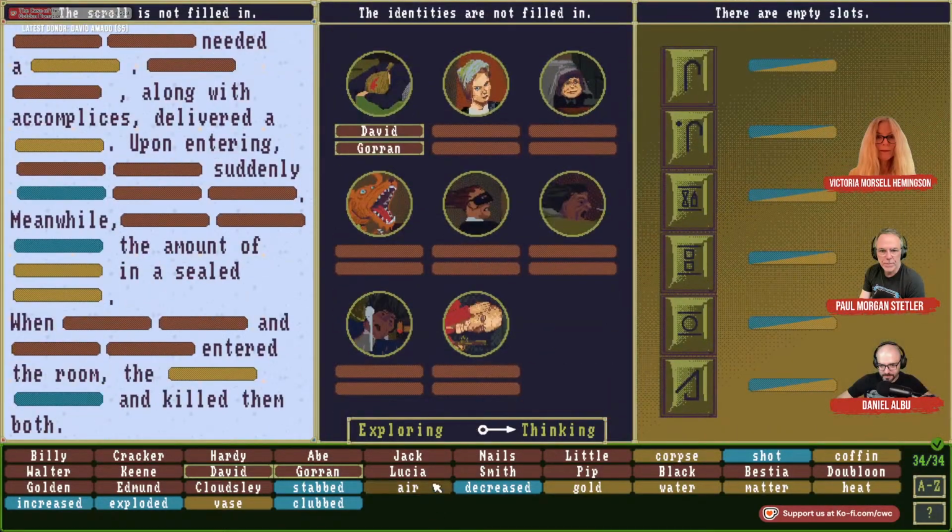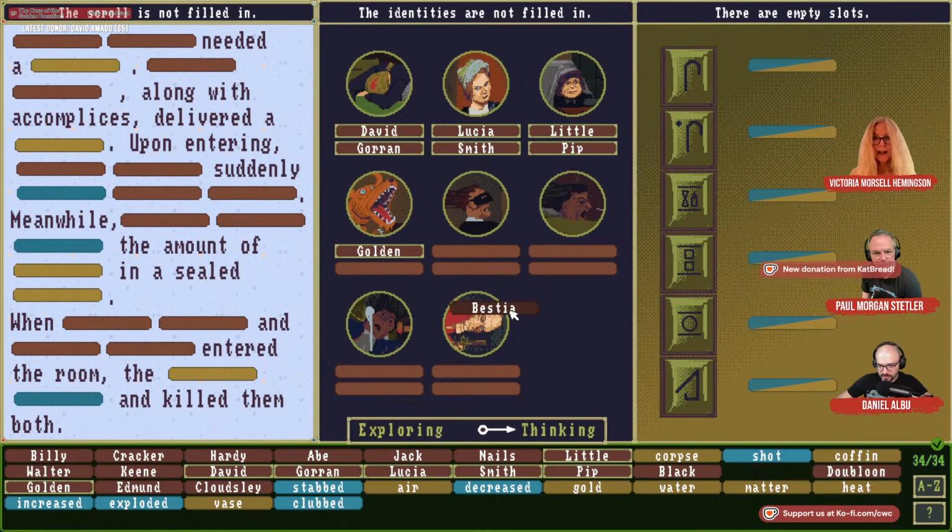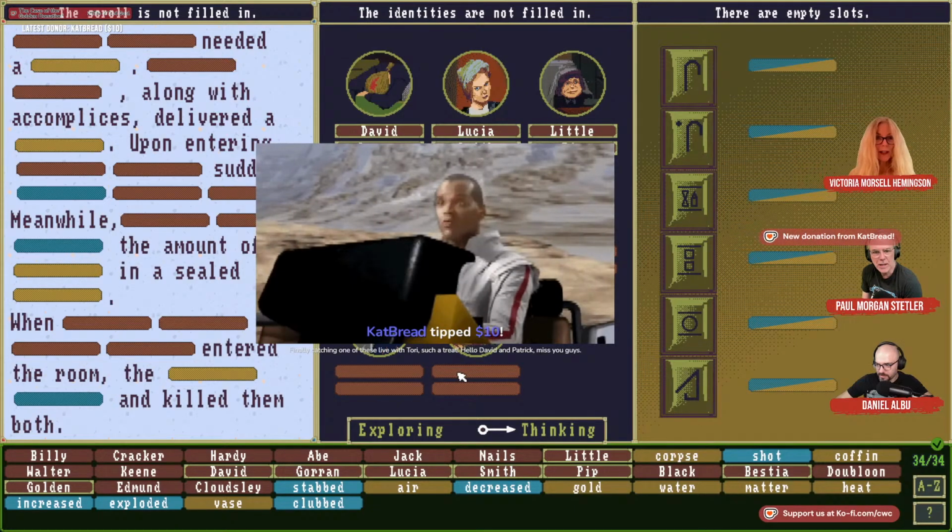Lucia. Why isn't this alphabetized? Little Pip. Yeah. Pip. First name Lil. Walter Keane is in the middle right there, the top row, about halfway to the right. Right there. And then we have Golden something. His name is Golden Bestia. Bestia. That's the dog? Yeah. And then Keane. That's Walter Keane.